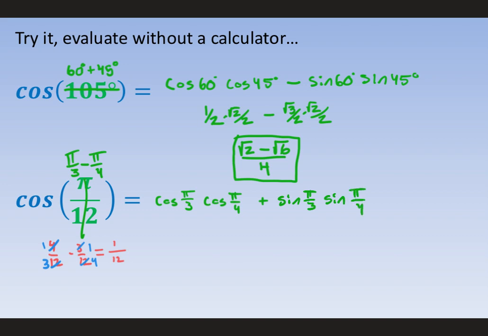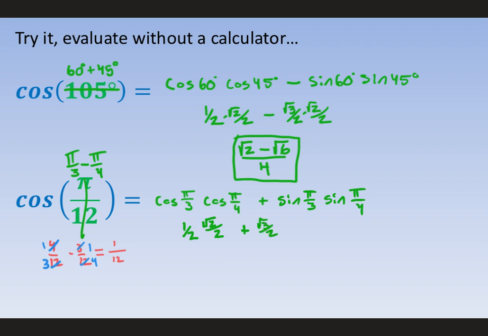All right, we can evaluate each of these now. So remember, pi over 3 is a 60-degree reference angle. So cosine of 60 is 1/2. Cosine of pi over 4 is 45, so that's root 2 over 2. Plus sine of 60 degrees is root 3 over 2.